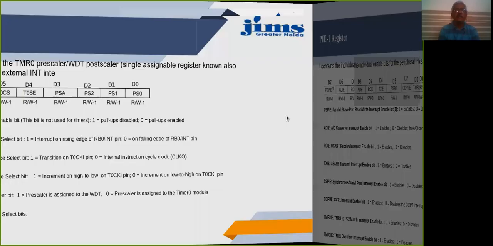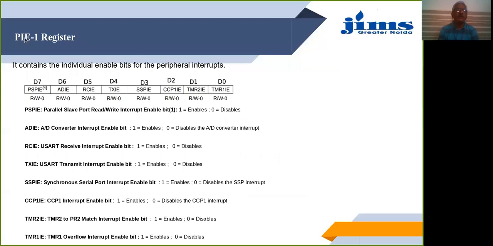Then the third register is the PIE, peripheral interrupt enable register. So this register is for the peripherals. The seventh bit is the PSPIE. It is the parallel slave port read write interrupt enable. If you set it to 1, the interrupts will be enabled. You clear it to 0, all the interrupts will be disabled.